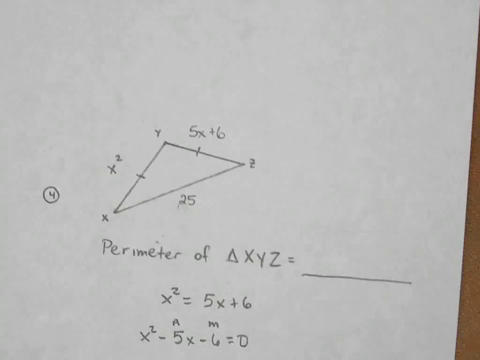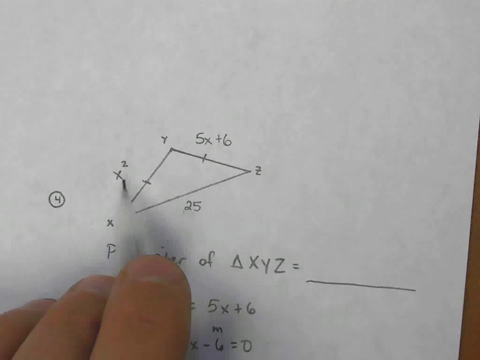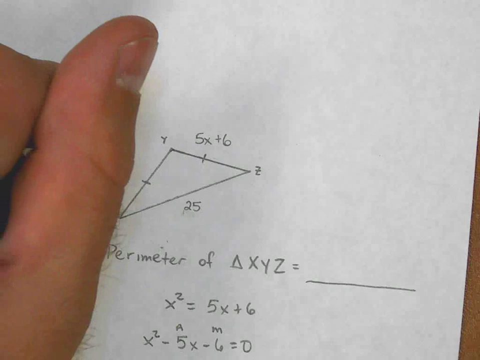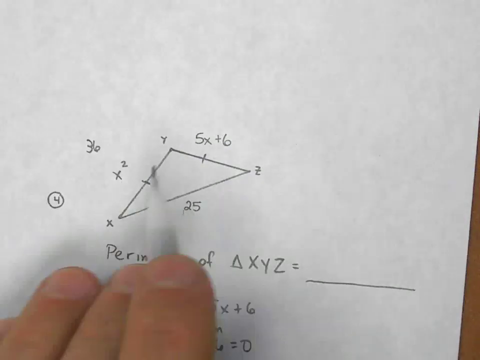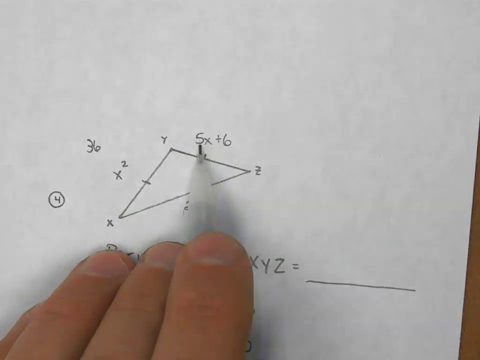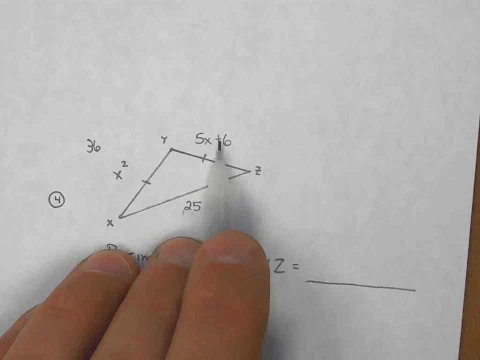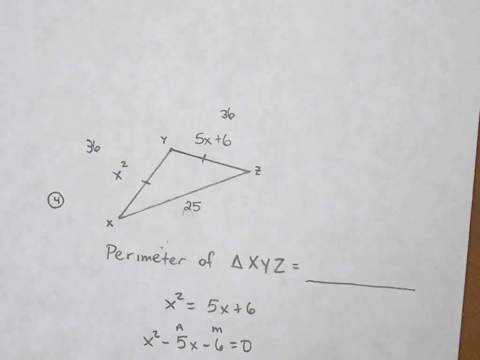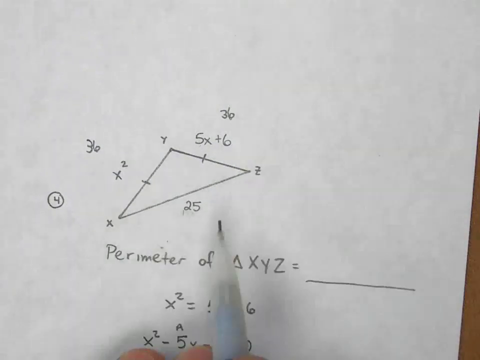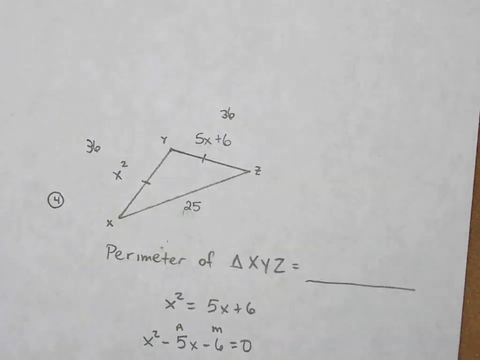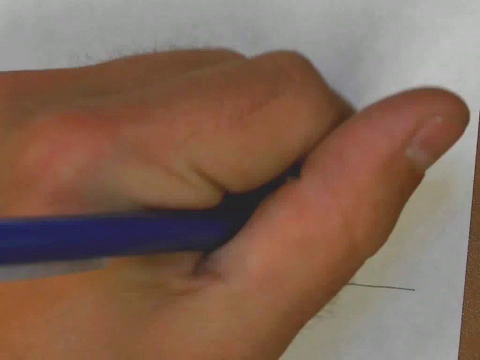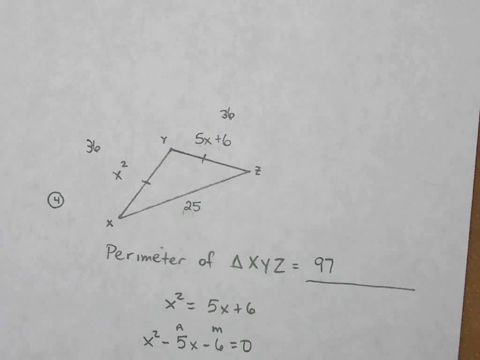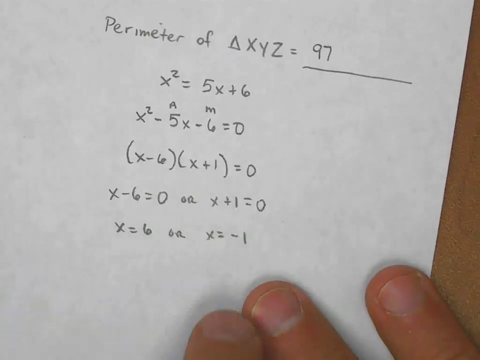So let's go back up here. Does 6 give us an answer that we want? If this is a 6, that means 6 squared is 36 for this side. And if this is a 6, that means this is 5 times 6, which is 30, plus another 6. Oh yeah, it's 36 as well, right? Aren't they the same? So the perimeter is 36 plus 36 plus 25, and if I add those together, I get 97. But the problem is I don't know that it's 97.